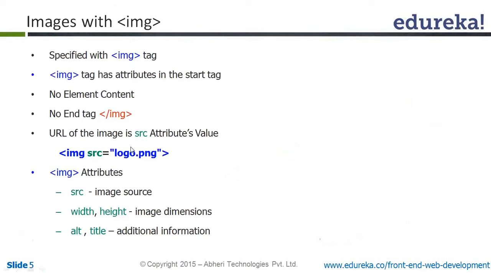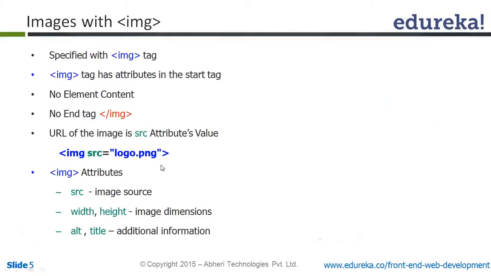You might be wondering, how do you specify the image that needs to be displayed? The way you specify it is with an attribute. If you remember, each of the tags has some attributes. There is an attribute called SRC. SRC stands for source. In the source attribute, you need to specify the name of the image.